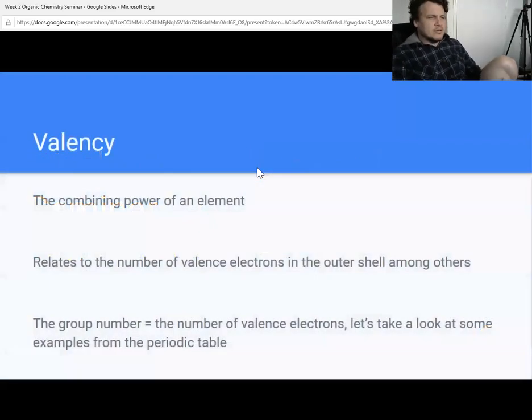So valency is the tendency of an element to combine. The group 8 elements have a valency of 0. For all intents and purposes for year 11, 12 and uni chemistry, the group 8 elements have no valency. They do not react. They are noble gases.